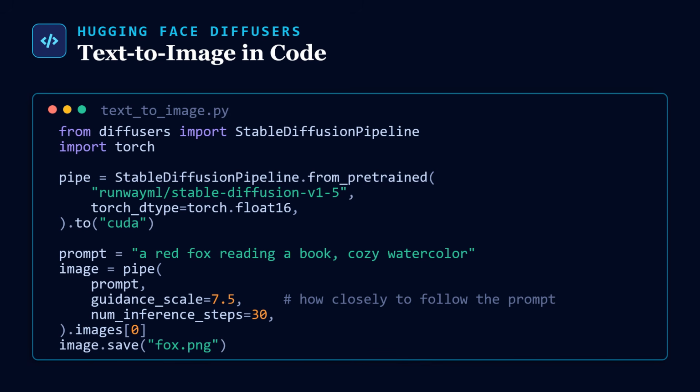Here it is in code. We load a ready-made model. We write our prompt. We set the guidance scale. That is the dial we just talked about. We pick how many steps to take. Then the model makes the image and saves it. This is the whole thing, and it runs on a free cloud GPU.